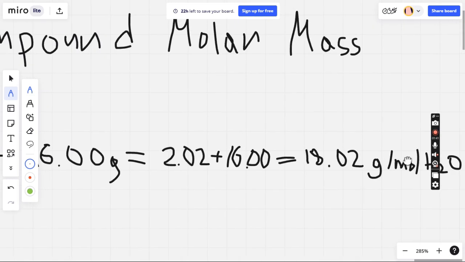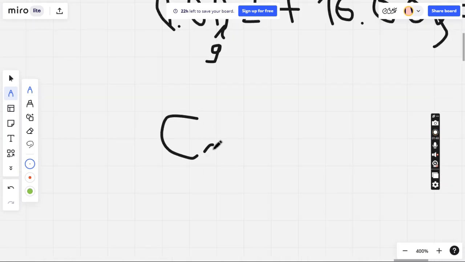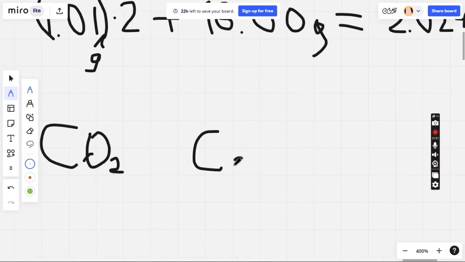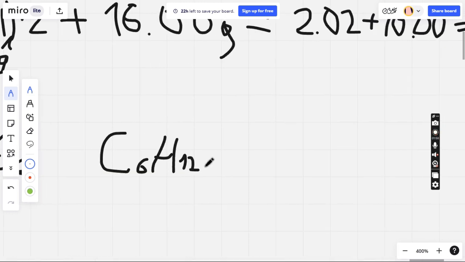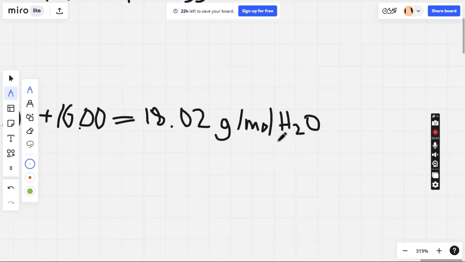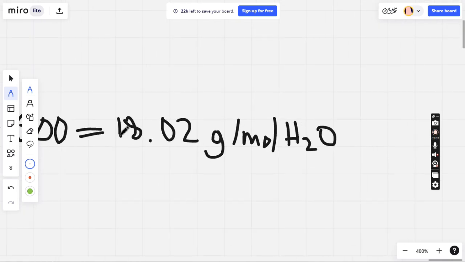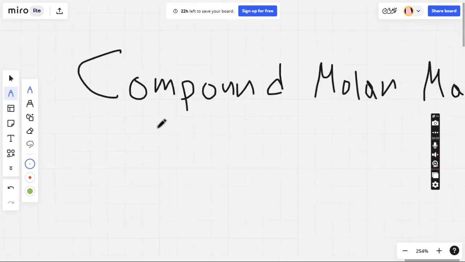And this goes for any compound really. Let's say you want to find CO2 or C6H12O6 or any other compound. It works for all of them, this exact same method. At the end you just add them all up and represent it with grams per mole, because where there are moles, there are conversions.